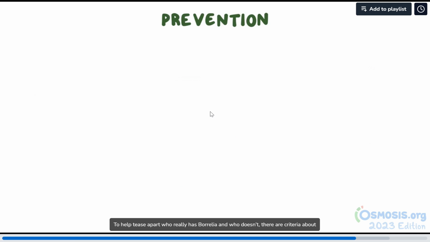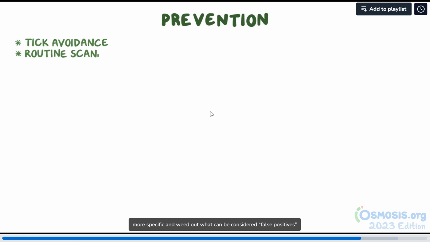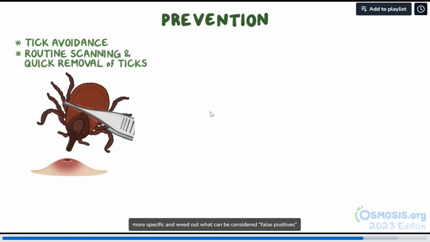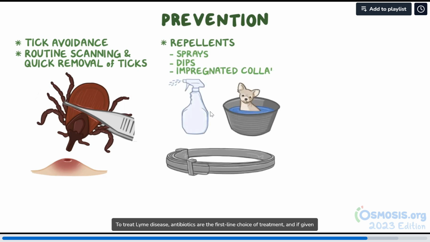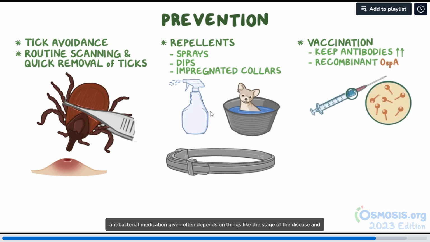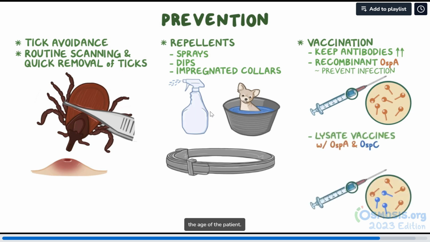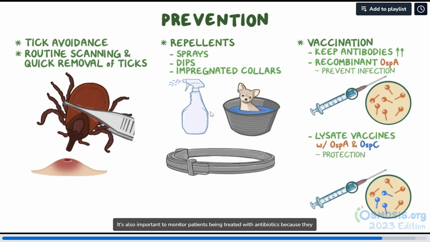Prevention is often the best course of action, and this includes tick avoidance and routine scanning for and quick removal of attached ticks, repellents, sprays, dips, and impregnated collars. Routine vaccination is available for animals and can keep antibody levels high. Vaccines with recombinant OSPA can prevent infection of the host, while lysate vaccines with OSPA and OSPC can offer protection to the host after infection.